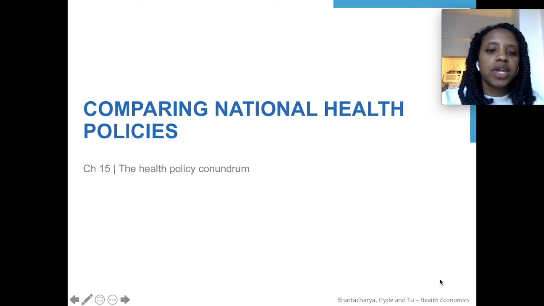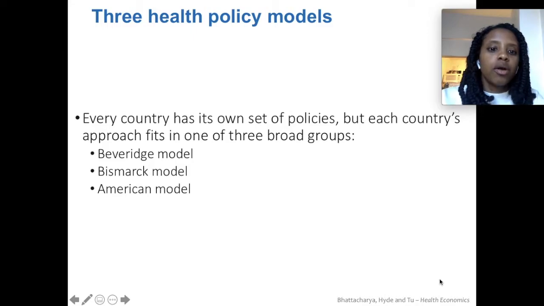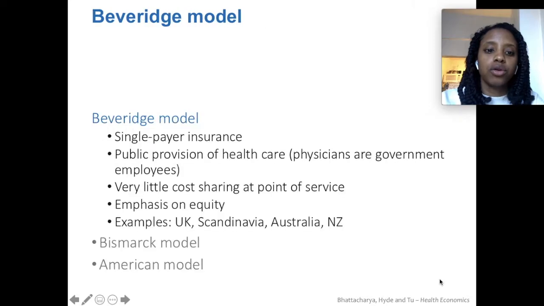In this last video, we're going to compare different national health policies. Every country deviates in its own way, but these are the three broad groups. First, we have the Beveridge Model. This is single-payer insurance with public provision of healthcare. So doctors are directly employees of the government. There's very little, if any, cost sharing at the point of service when you see a doctor. Basically, you don't pay. And it has a major emphasis on equity. You see this in the UK, in the Scandinavian countries, in Australia, and New Zealand.